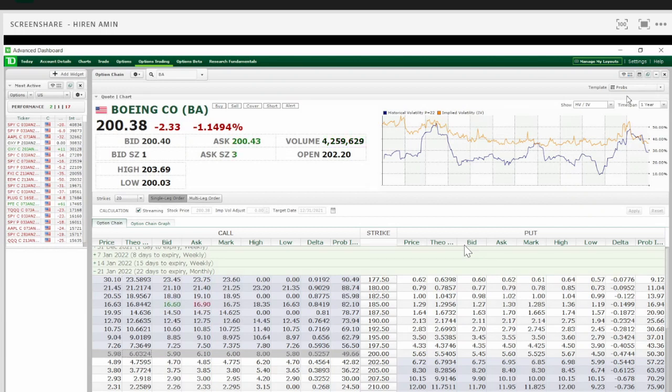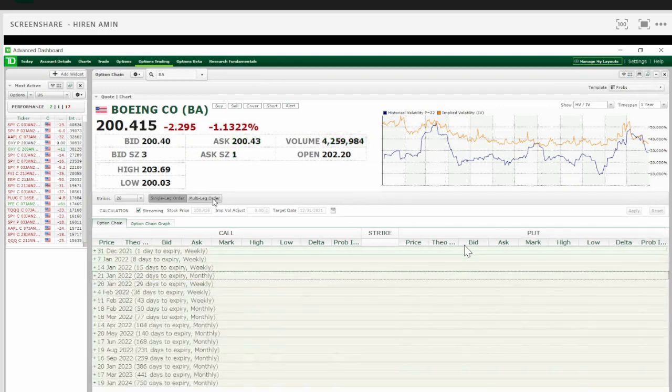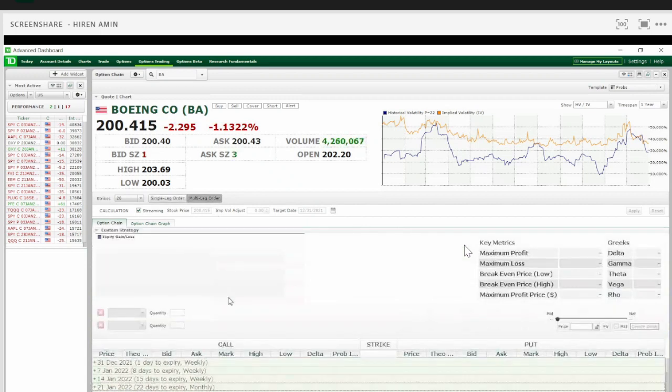So let me just finish up. I just wanted to show one last thing here, and then we'll look at strategy. I wanted to go to multi-leg over here. For those of us who are familiar with multi-leg, and again, remember, I'm not going to teach multi-leg, I just want to show you how you enter it. You can go into multi-leg over here, and I can set up multi-leg orders.